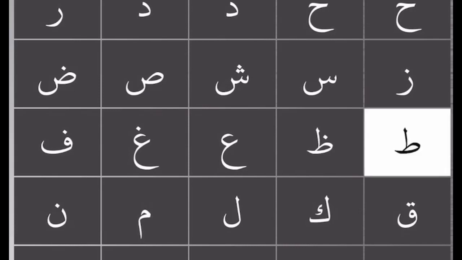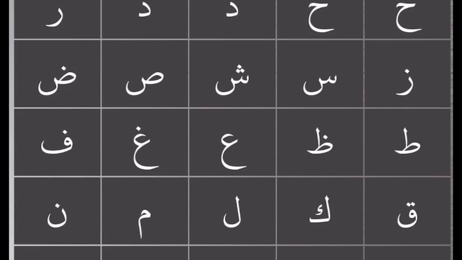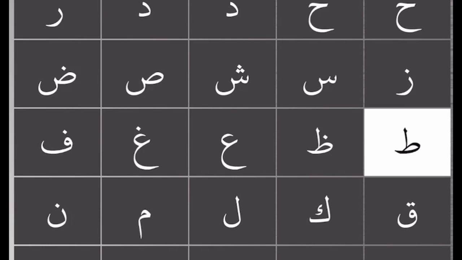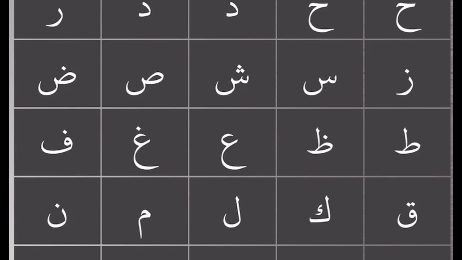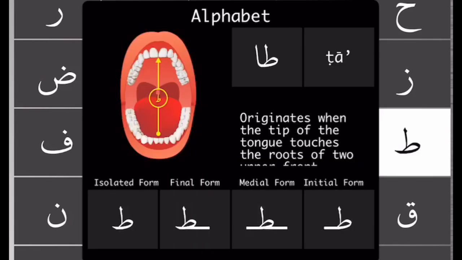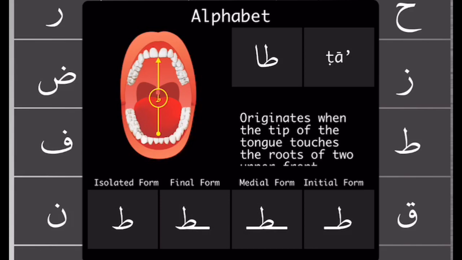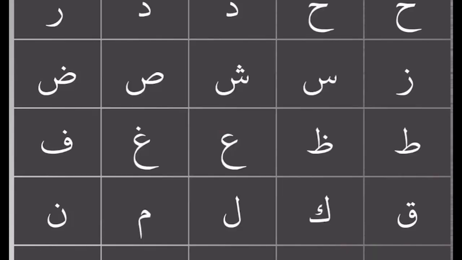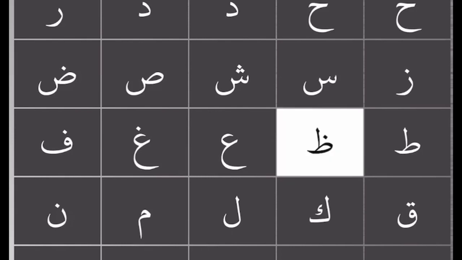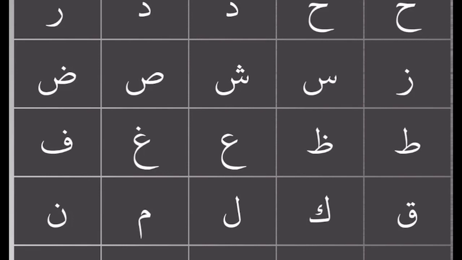Welcome back to the next lesson with the letter Ta. Ta. This is a heavier letter. The sound is a little stronger than the ta. You cannot say this ta, but Ta originates from the tip of the tongue, touches the upper portion of your mouth, right behind your teeth. So, Ta.